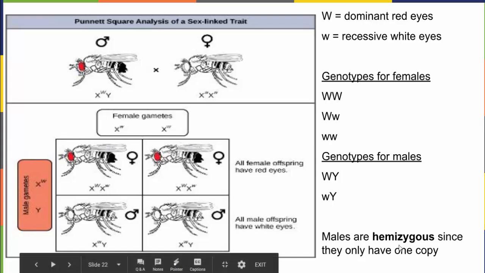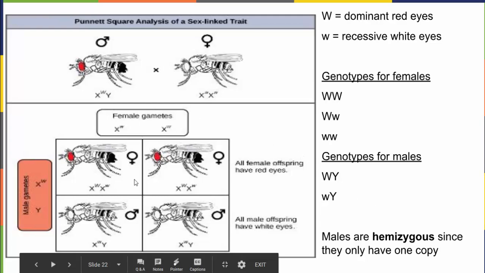Since males only have one copy, they're often called hemizygous. So they're not homozygous or heterozygous because they only have one copy. Hemi means half, so they're half zygous. They only have one copy, they don't have two.